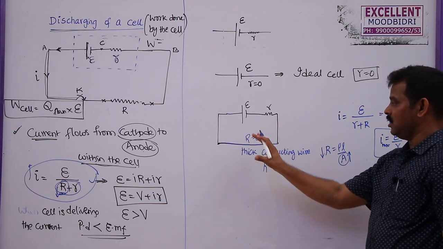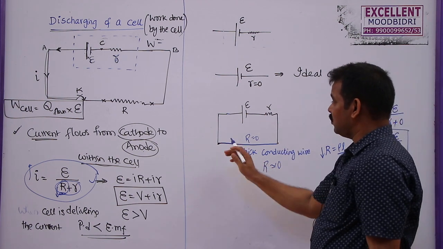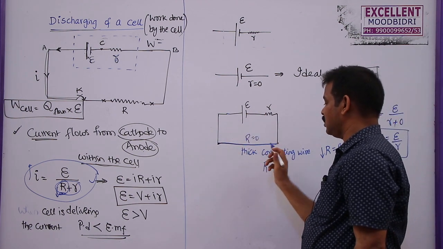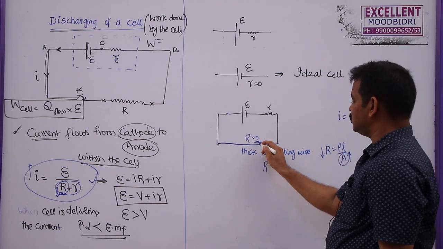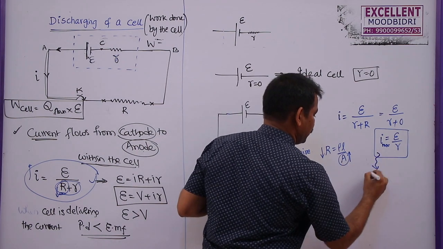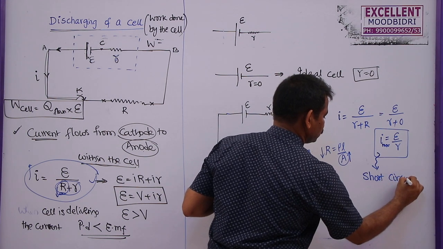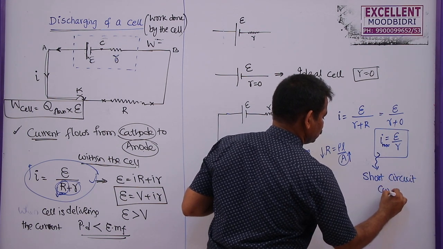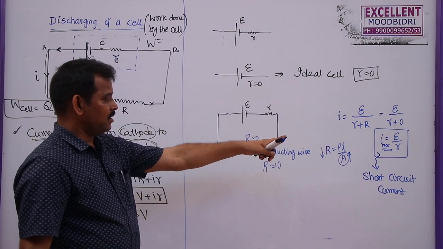And this is called a short circuit. Why? Because the two terminals of a cell must be connected with the help of a resistor, but here the resistor is 0. That's why this current is also called the short circuit current, and this is the maximum current that the cell can give.